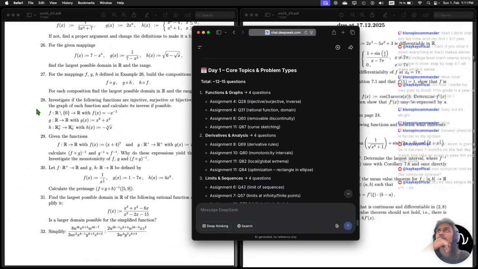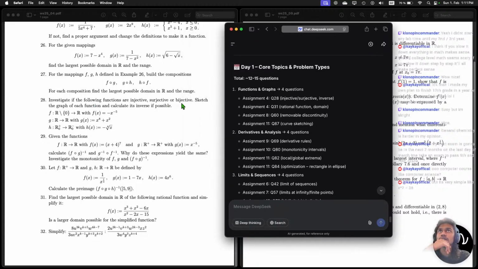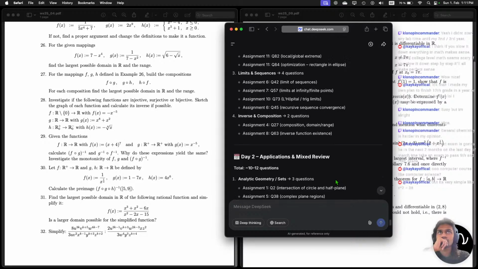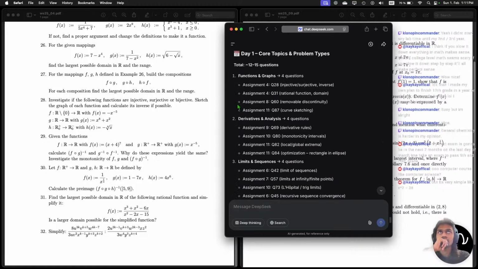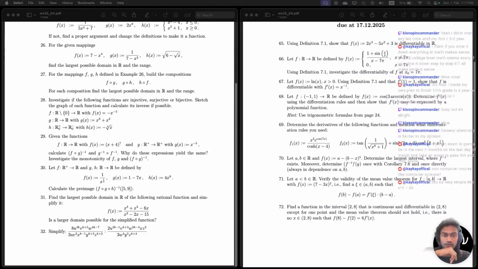Core 28. Investigate the following function. Are they injective, surjective, or bijective? Sketch the graph of each function and calculate its inverse if possible. Okay. That's a question. You gotta do some stuff. Stop giving me advice, okay? I just want to know what I should be doing.